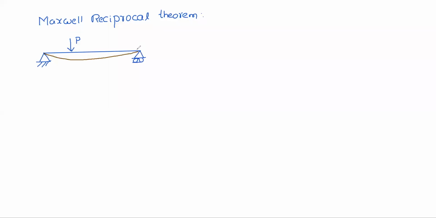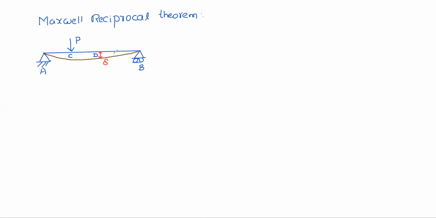Let us assume this P load is acting at point A. Let us assume this is point A, this is point B. Let us assume this point, P load is acting at point C, and measure the displacement at D. Suppose the displacement is delta at D.